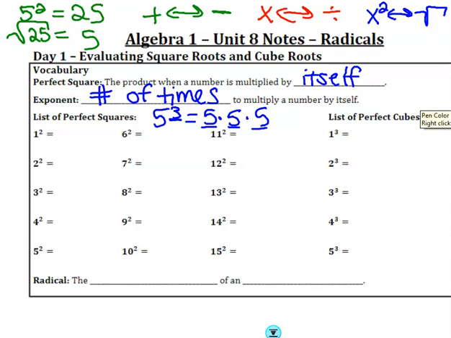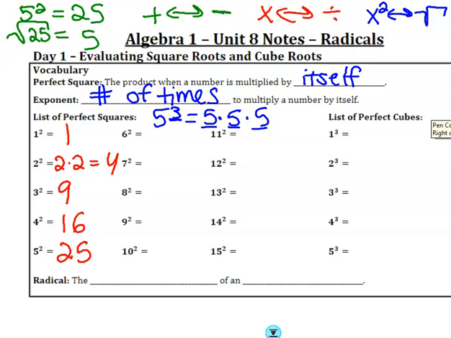So 1 squared is 1. 2 squared is 2 times 2, which is 4. 3 times 3, 9. 4 times 4, 16. 5 times 5, 25. Please fill out this chart or write all of these down. Make it organized. You'll be referring back to it the entire unit. So 6 squared is 36. 7 squared, 49. 64, 81, and 100.